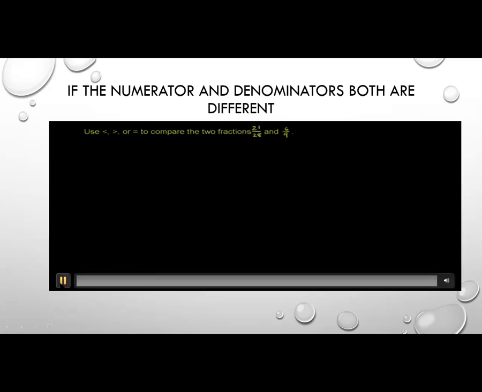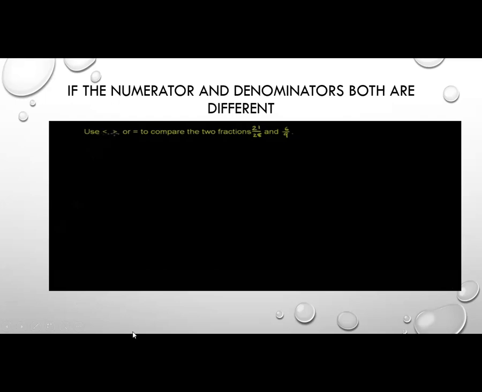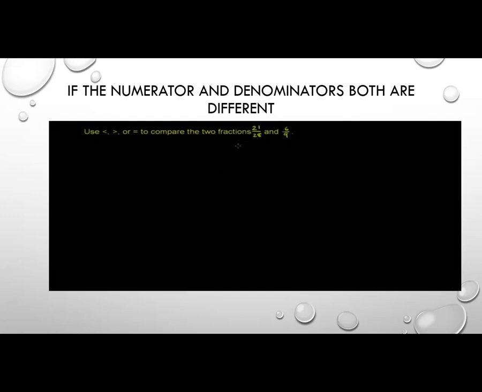Use less than, greater than, or equal to compare the two fractions 21/28 and 6/9. There's a bunch of ways to do this. The easiest way is if they had the same denominator, you could just compare the numerators. Unlucky for us, we do not have the same denominator.